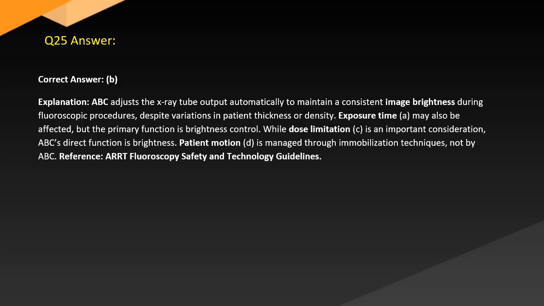Answer. Correct answer, B. Explanation. ABC adjusts the X-ray tube output automatically to maintain a consistent image brightness during fluoroscopic procedures despite variations in patient thickness or density. Exposure time may also be affected, but the primary function is brightness control. While dose limitation (C) is an important consideration, it is not the direct function; the direct function is brightness. Patient motion (D) is managed through immobility techniques, not by ABC. Reference: fluoroscopy safety and technology guidelines.